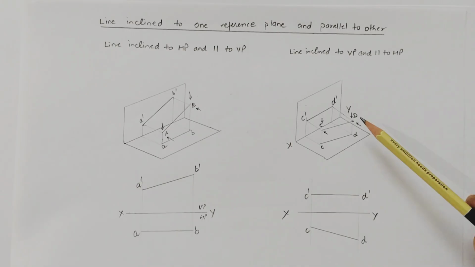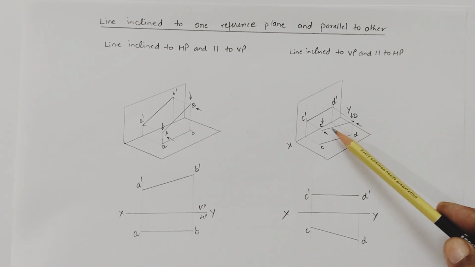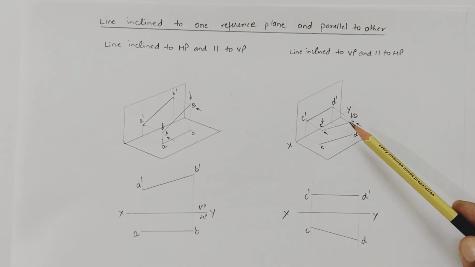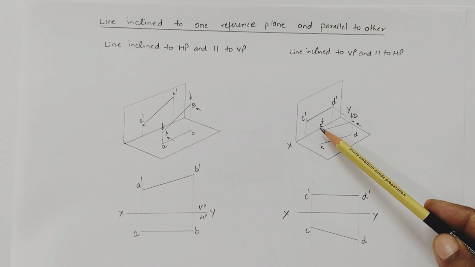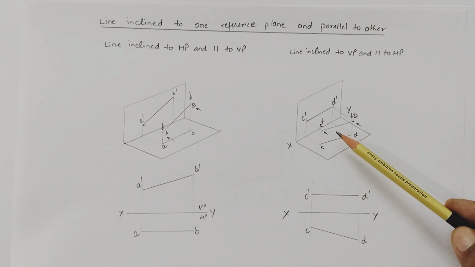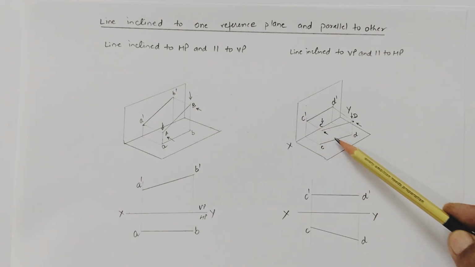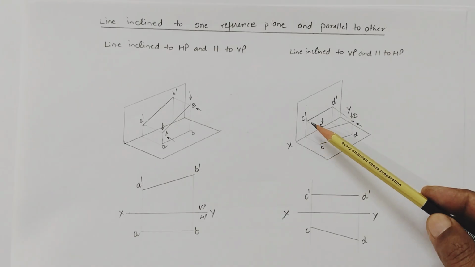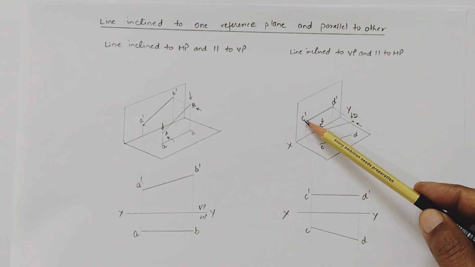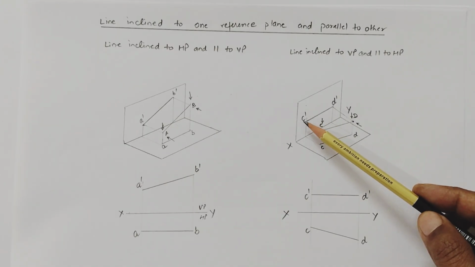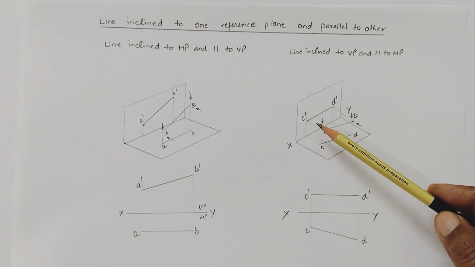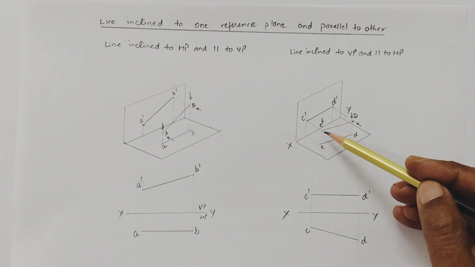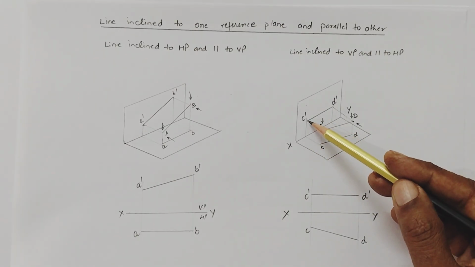So in this case you can see here the line is CD, capital letters CD. So this line is inclined to the vertical plane. Similarly we have to repeat the case. So when we view from this side for the front view, here is the projection as C dash. This represents the front view of the object, that is of this point C here.